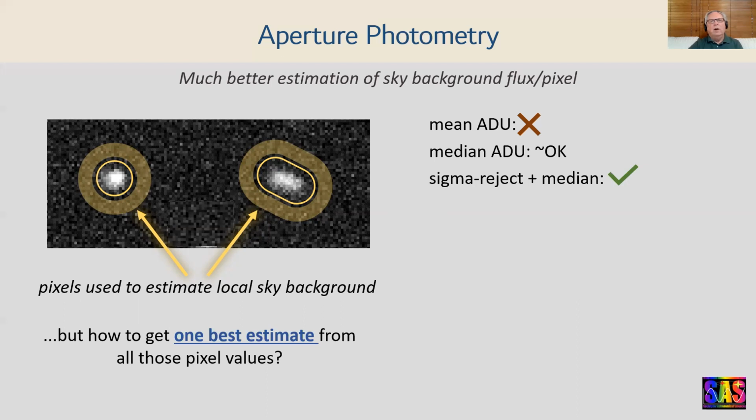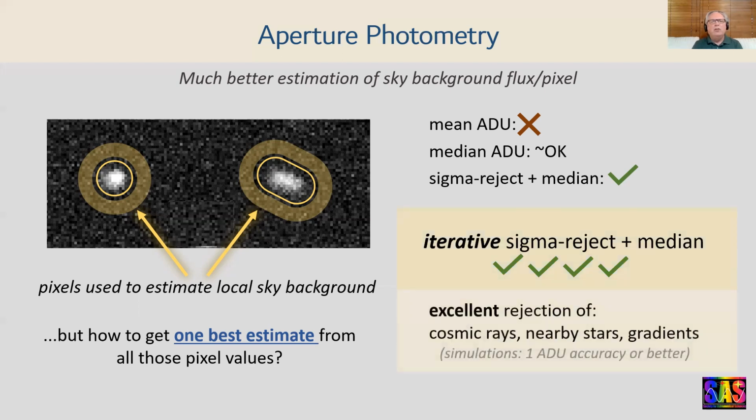What I found are facilities in Python packages to do an iterative sigma reject and median. This is iterative. You do a sigma rejection, take the median, do another sigma rejection, take the median. I cycle it between 3 and 5 times, and you get an extraordinary rejection of cosmic rays, nearby stars, and all that nonsense. In simulations where I start by actually making pixels with a lot of different kinds of statistical and systematic noise, I keep getting accuracies of 1 ADU or better.